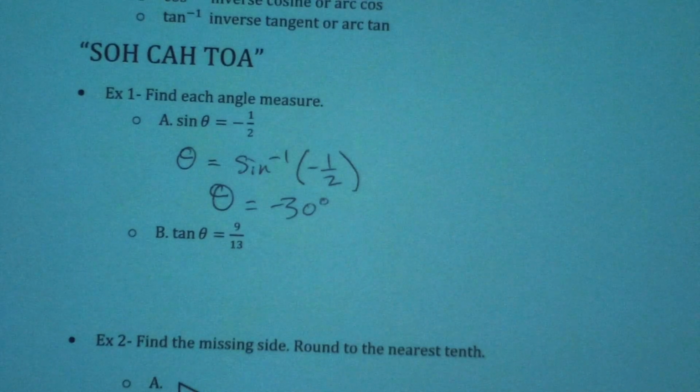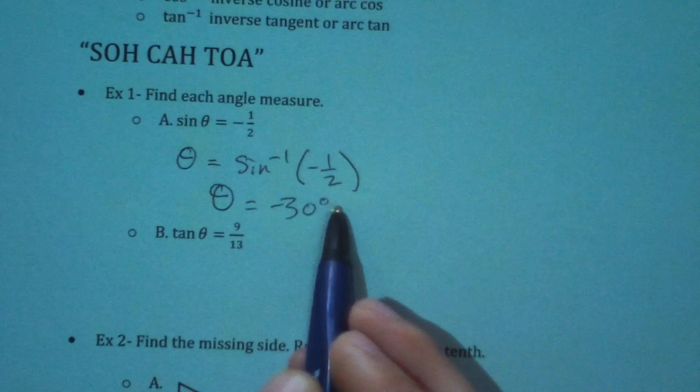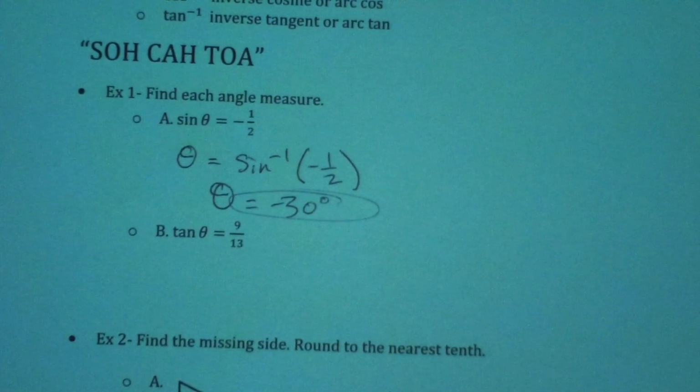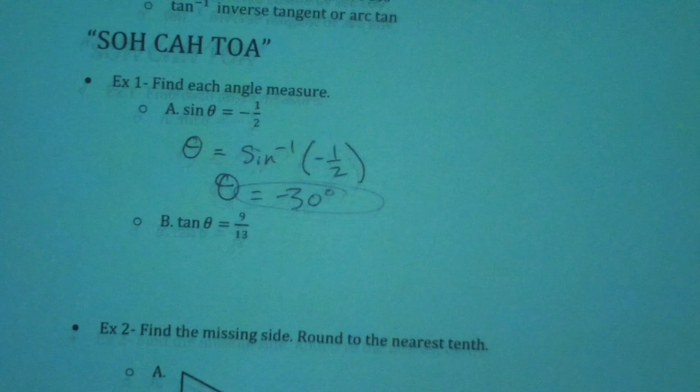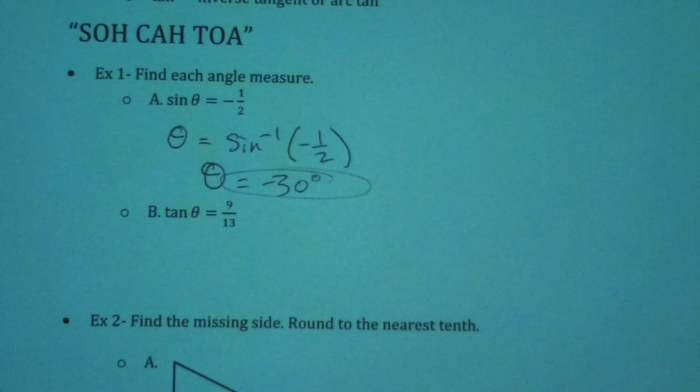Okay, so if we've got tangent of theta is equal to 9/13, we just do the same exact thing, right? If I'm getting rid of tangent to get the theta by itself, I would just do the inverse of that tangent to both sides.